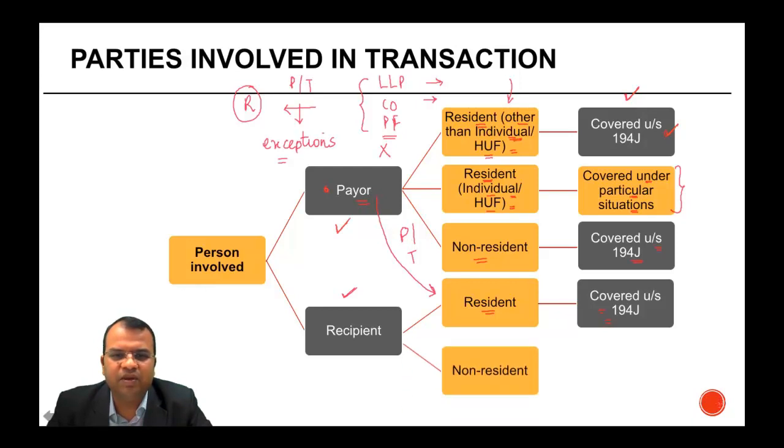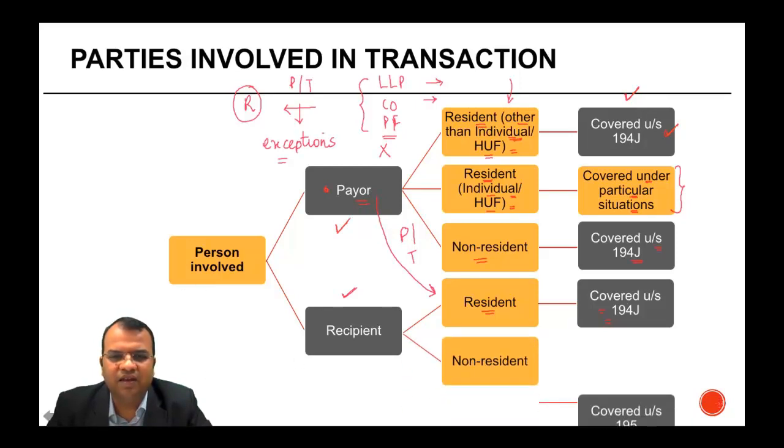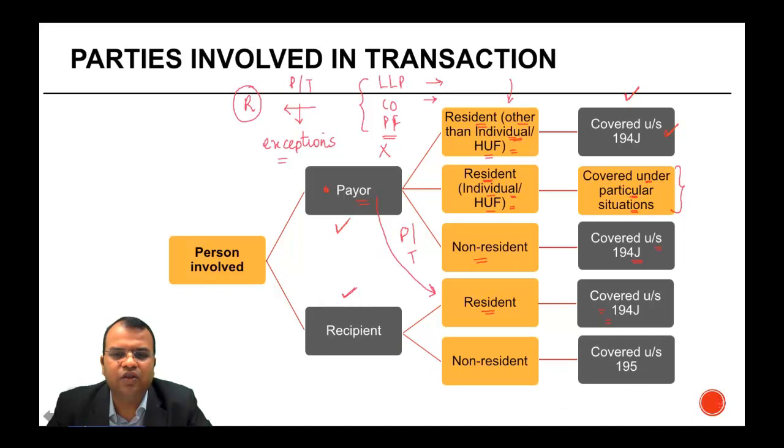But if the recipient is a non-resident, then 194J is not applicable. Right? 194J is not applicable. It is Section 195, which requires withholding tax on payments which may be in the nature of professional or technical services where the recipient is a non-resident.